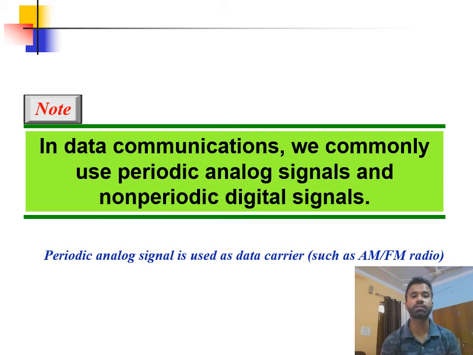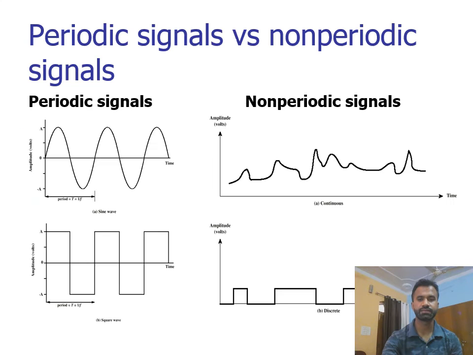In data communication, we generally prefer periodic analog signal and non-periodic digital signal. You can take an example of AM and FM. These are the analog modulation techniques. Now, the difference between periodic signal and a non-periodic signal.